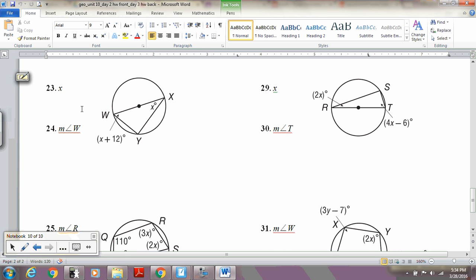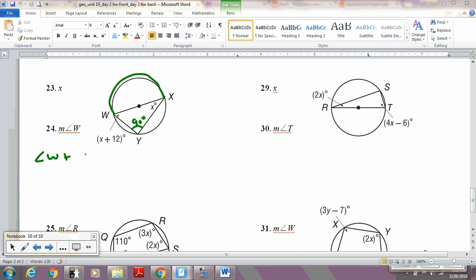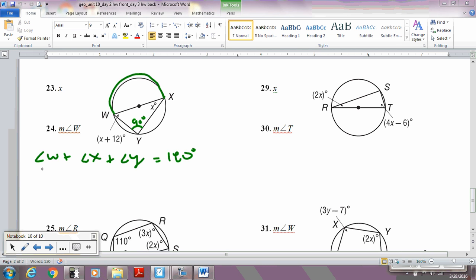On number 23, we're going to use theorem 10.8, which states that if an angle intercepts a semicircle, then the angle equals 90 degrees. The semicircle is right here, WX, and the angle that intercepts it is angle Y. So angle Y is 90 degrees. Knowing that, we can find X because this is a triangle and all angles of a triangle will add up to 180. So in other words, I'm saying angle W plus angle X plus angle Y equal 180 degrees for a triangle. Angle W is x plus 12. Angle X is x. And angle Y, we already mentioned, is 90 degrees.